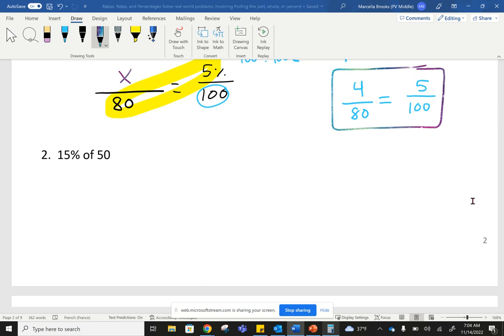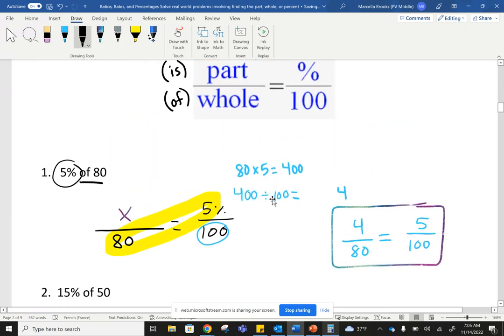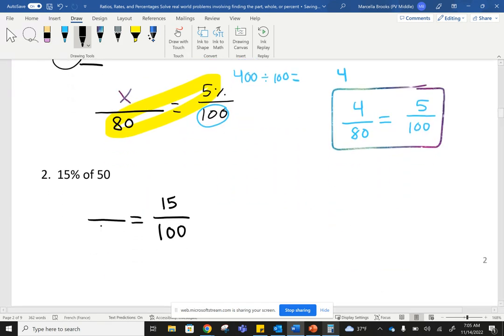All right, moving on to number 2. Okay, so we have 15% of 50. So again, we have part over whole equals percent over 100. So percent, that's easy to place because it has a percent sign. So 15 over 100 is equal to what over what? So where do I put that 50? Remember, of always goes on bottom. So of 50, that means that's the whole, and we don't know what the part is. So we're going to put the x there.